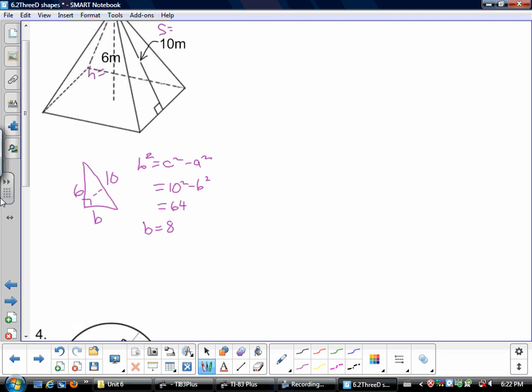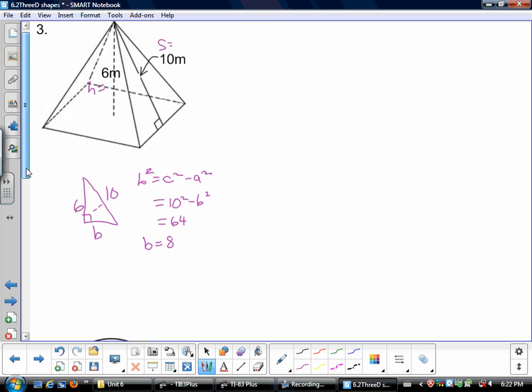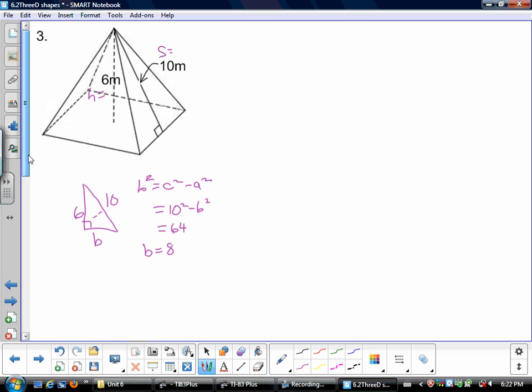Now what we can do is we can actually go and calculate everything that we need. Okay, so this is what we found here was our b value. Now, when we're looking at this, let's take a closer look. Does that b run the whole length here? It doesn't. So really what we have here is half of our actual base, right? So the actual base of this pyramid is going to be 2 times our 8, which is 16. So we're going to use that in our calculation.